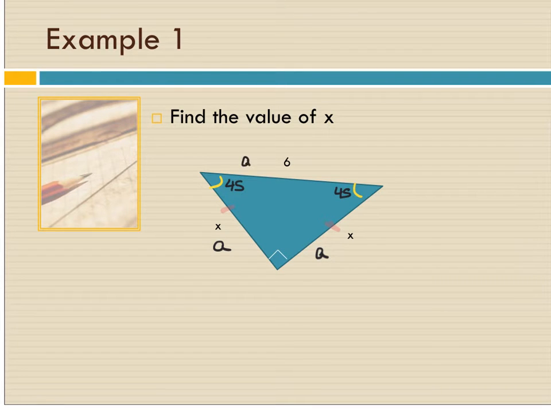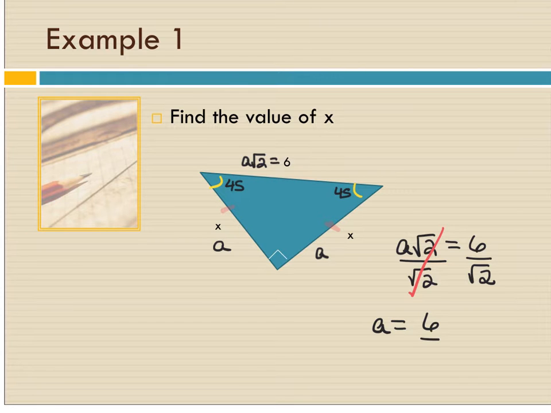And now this 6 is actually equal to A square root 2. This is the equation that I'm going to solve. I'm going to take A square root 2. It's been set equal to 6. I need to solve for A. I solve for A by dividing both sides by the square root of 2. It cancels from here. I'm now left with A is equal to 6 over the square root of 2.